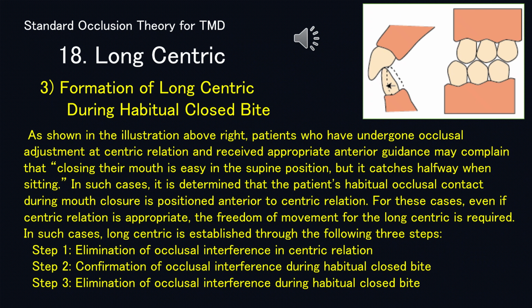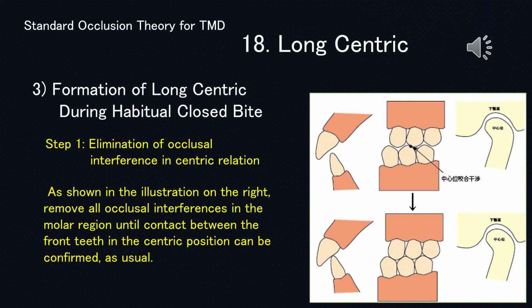Step 1. Elimination of occlusal interference in centric relation. Step 2. Confirmation of occlusal interference during habitual closed bite. Step 3. Elimination of occlusal interference during habitual closed bite. Step 1. Elimination of occlusal interference in centric relation. As shown in the illustration on the right, remove all occlusal interferences in the molar region until contact between the front teeth in the centric position can be confirmed, as usual.